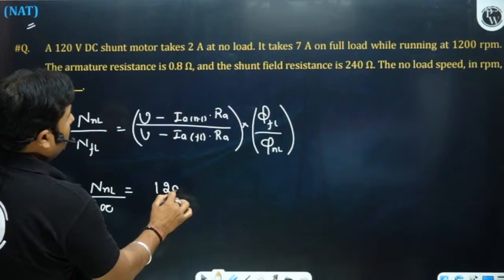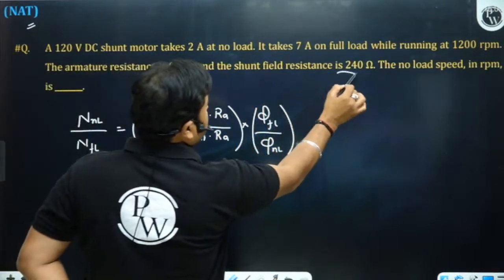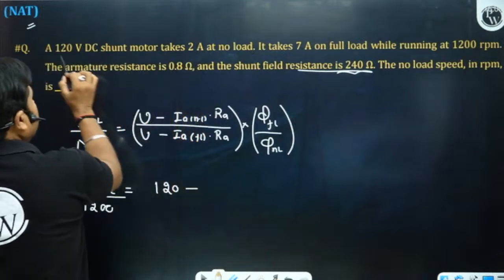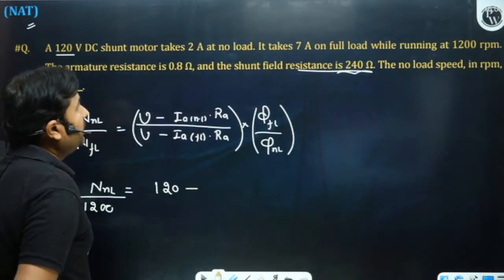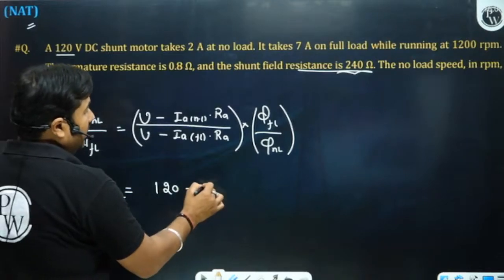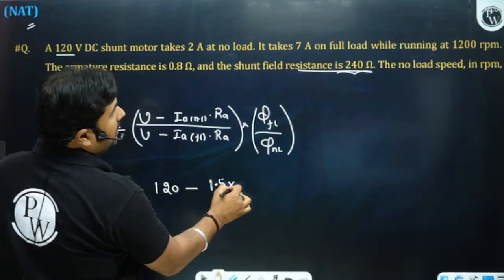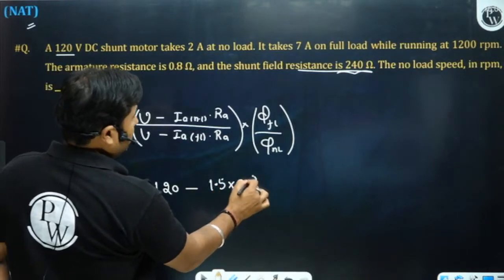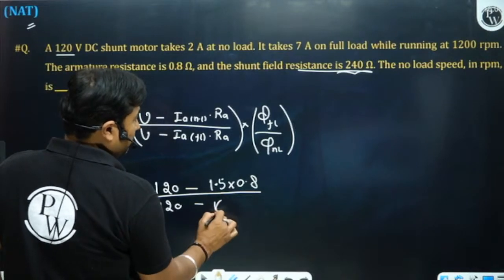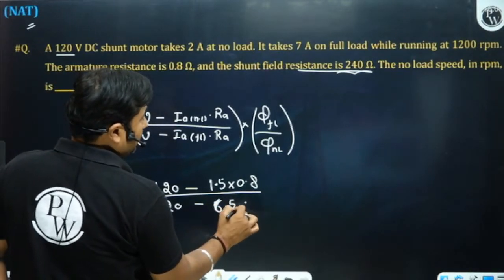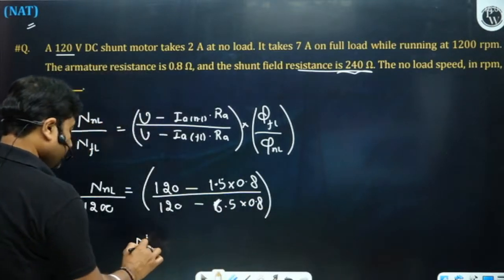Voltage 120 volt. Current on no load it takes 2 ampere, but field winding resistance is given and voltage is 120 volt. So 120 by 240.5 ampere is your field current, and load current minus field current is 1.5 ampere. RA we have 0.8, so 120 minus 6.5 into RA 0.8. Now you can do the calculation for the no load speed.